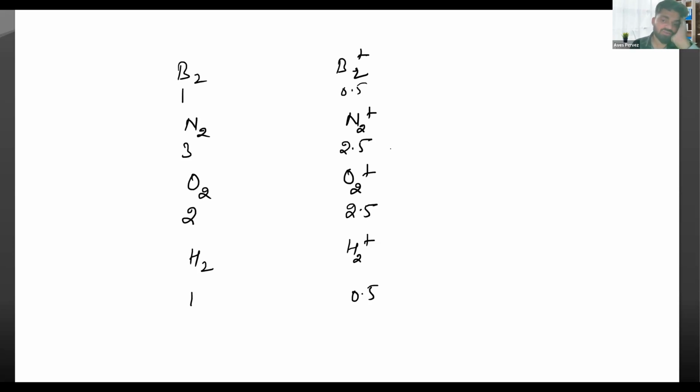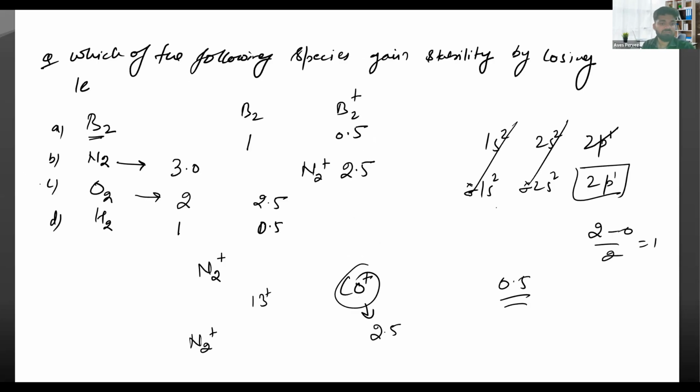Since the bond order is increased on losing the electron, we'll say that O2 positive is more stable. Got it? Yes, sir. So here we'll see that this will lose one electron.